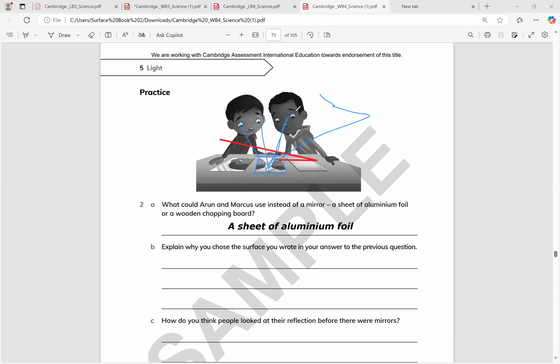Now, how do you think people looked at their reflection before there were mirrors? They look at diamonds. Not diamonds, it just looks smooth. The water fountain. Diamonds are shiny. They can reflect our own faces.